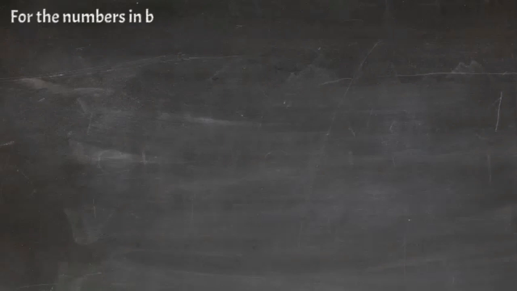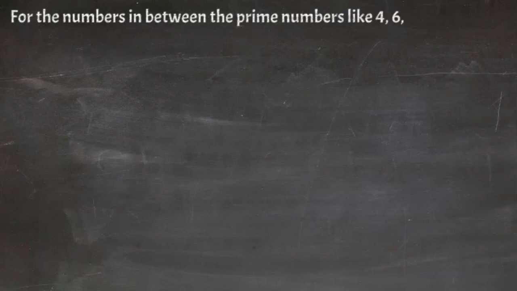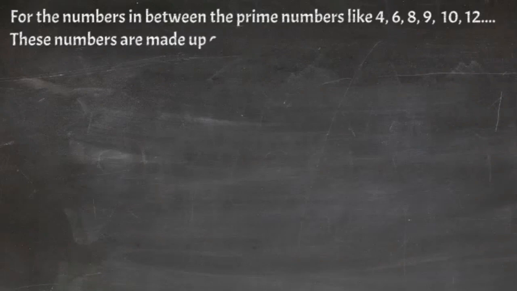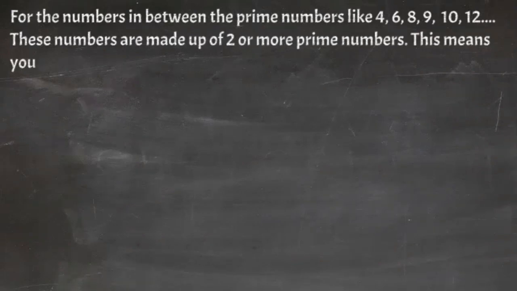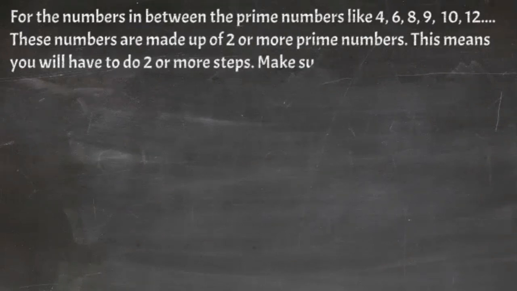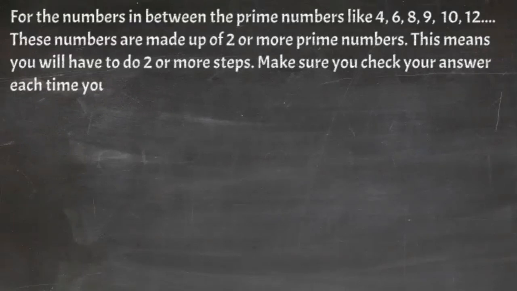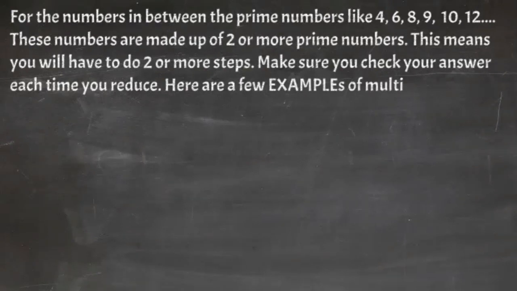For the numbers in between the prime numbers, like 4, 6, 8, 9, 10, and 12, these numbers are made up of 2 or more prime numbers, or 2 of the same prime numbers. This means you might have to do 2 or more steps. Make sure you check your answers each time you reduce, so you can see if you can reduce it further. Here are a few examples of multi-step reductions.